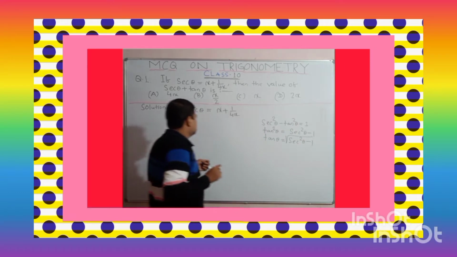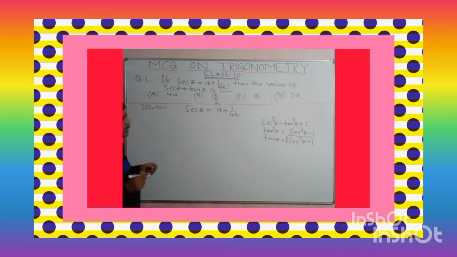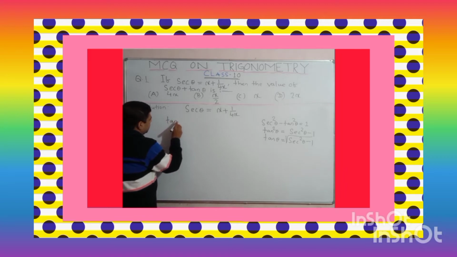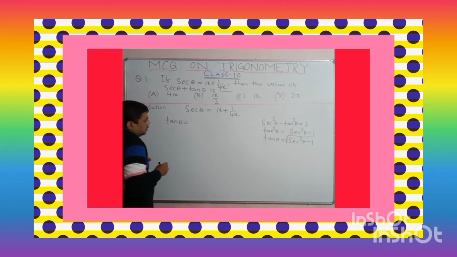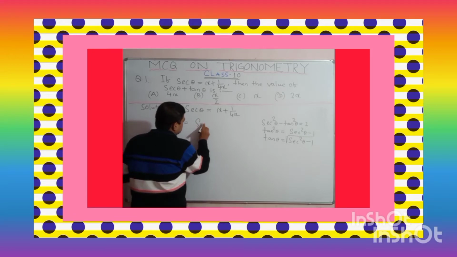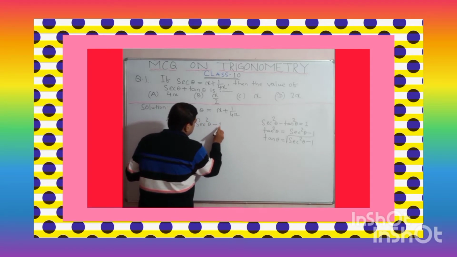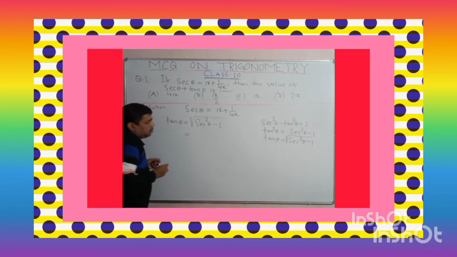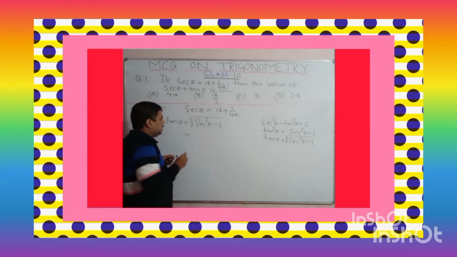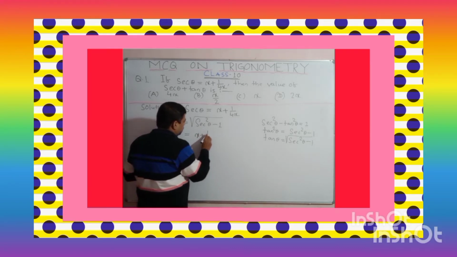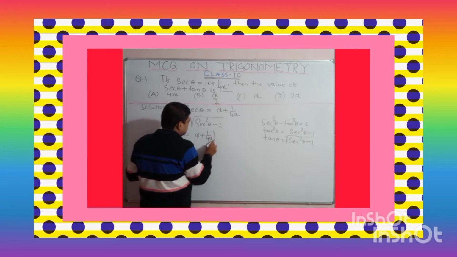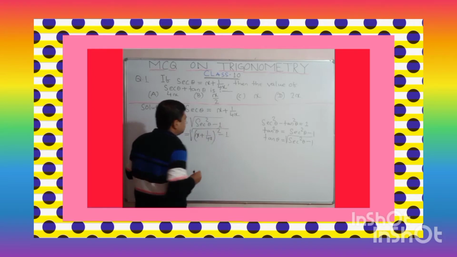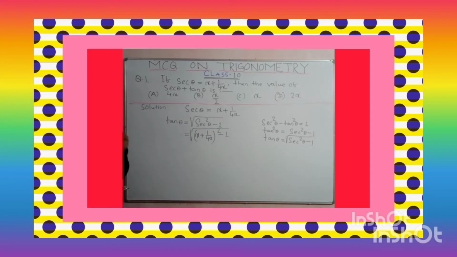Yes or no? Understand? Now you see sec theta is given as x plus 1 upon 4x. Let us find out tan theta. So tan theta is equal to the square root of sec square theta minus 1. Now use the value of sec theta, which is x plus 1 upon 4x, whole square, minus 1. In place of sec theta, we can use x plus 1 upon 4x.